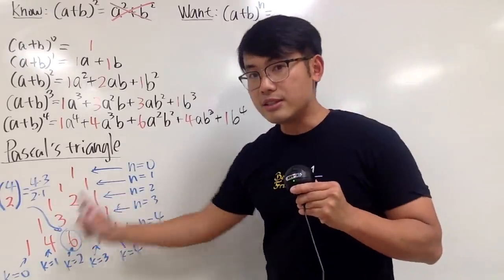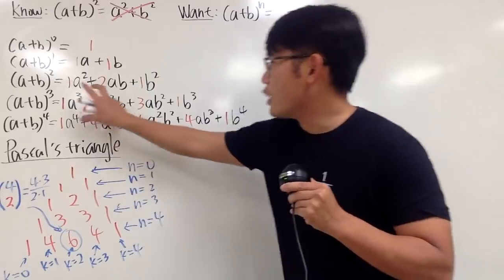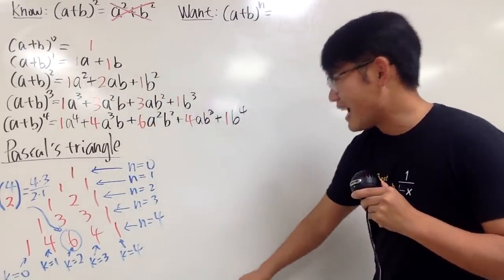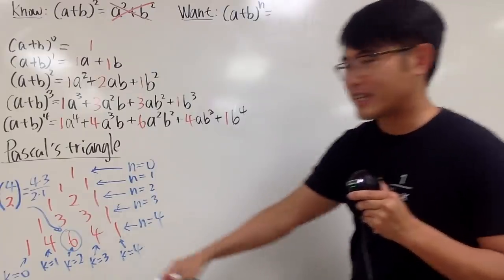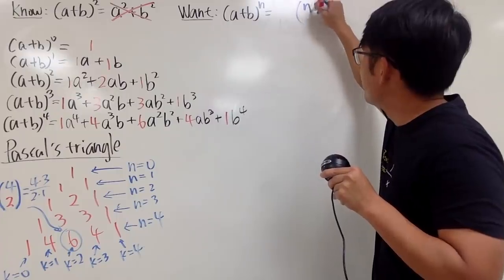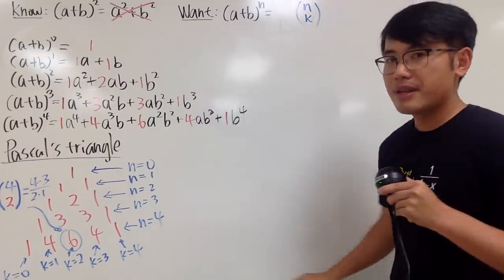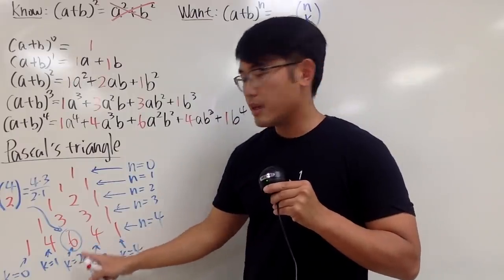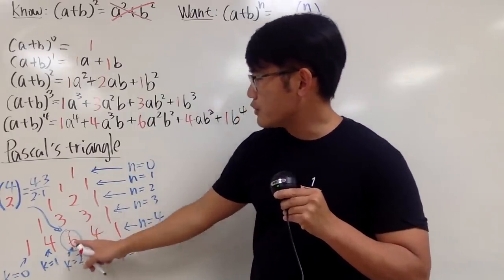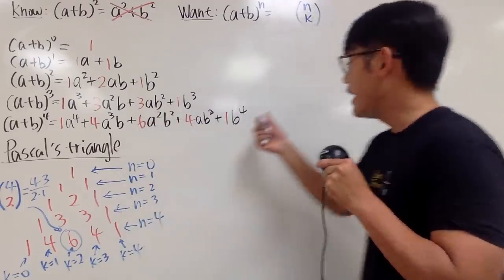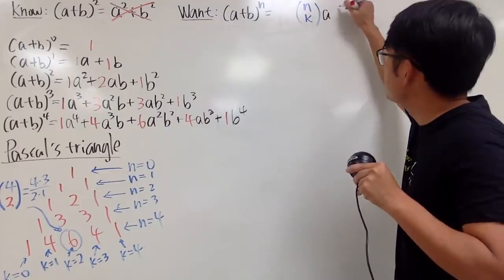As you can see, this triangle will tell us the coefficients of each term. So I'm going to put that down. We need to know the n choose k right here. So let me write it down. We need to have the n choose k. And let's take a look at this right here. This coefficient 6 corresponds to this term right here. So I need to put down the AB on the side right here as well.